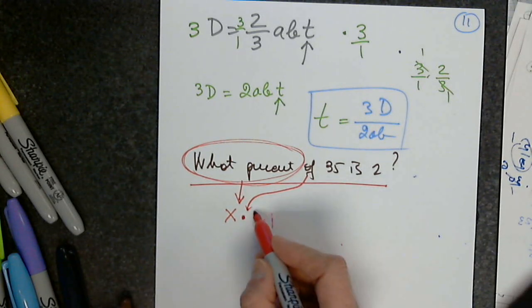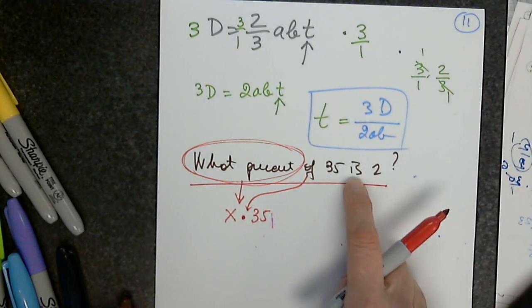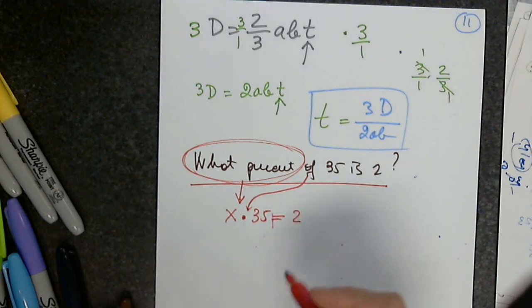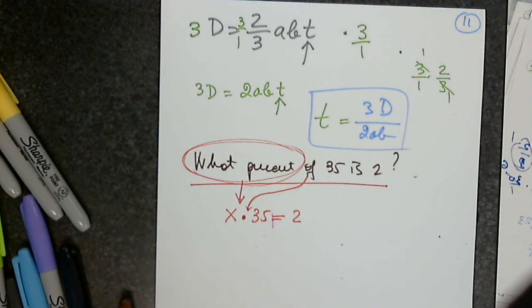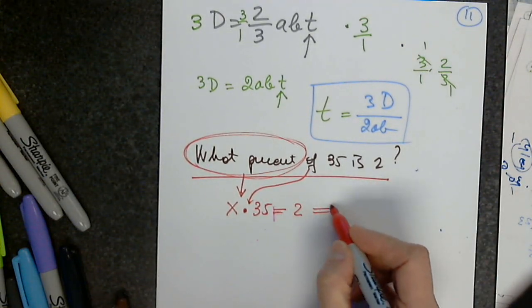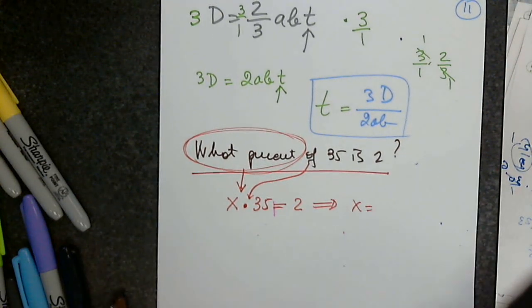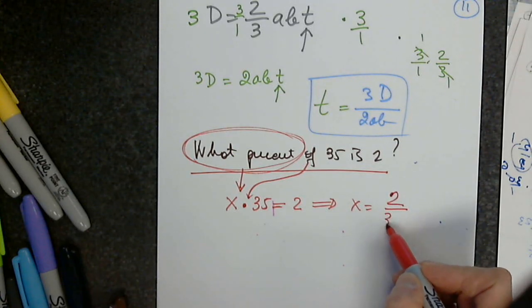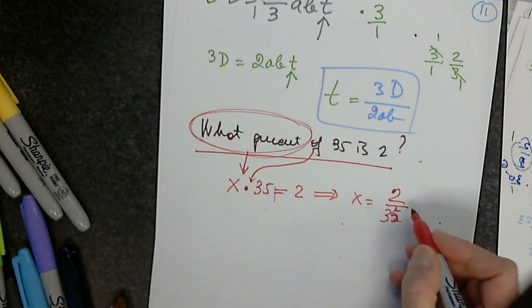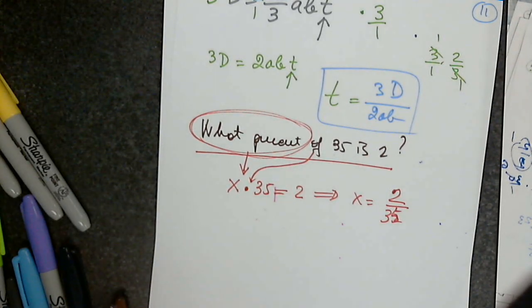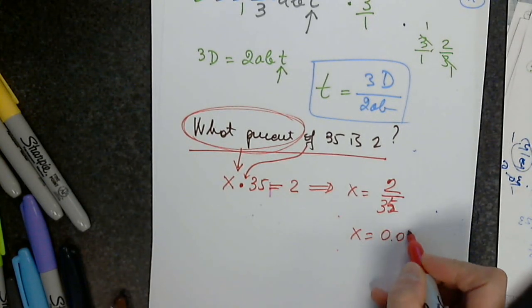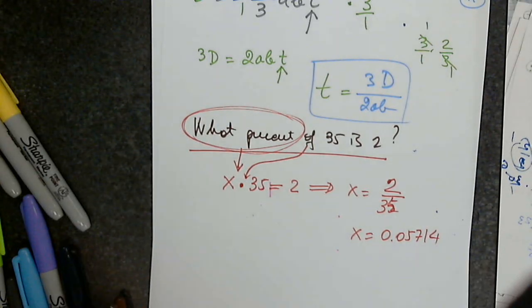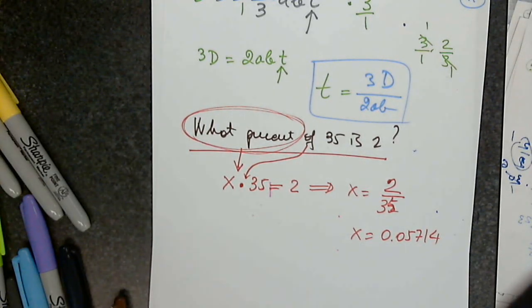Perfect. 35. What do I replace is by? And 2. Everything you said is perfect. I just needed to show an equation that is represented here. And then you said x equals? 2 divided by 35. Very good. So now with the calculator, when I divide 2 by 35, I get x equals 0.05714. But I need percent.